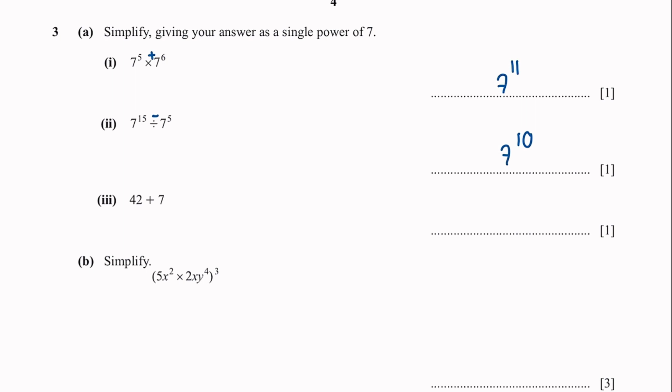42 plus 7 is equal to 49, which is 7 squared.